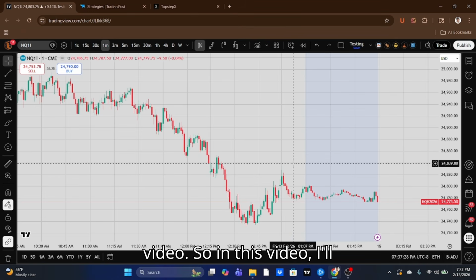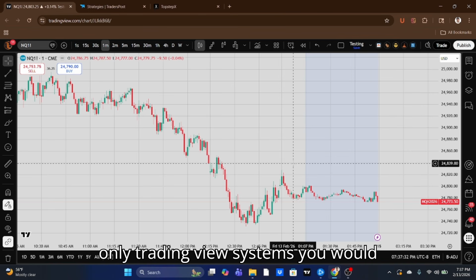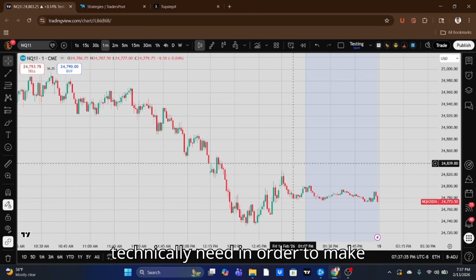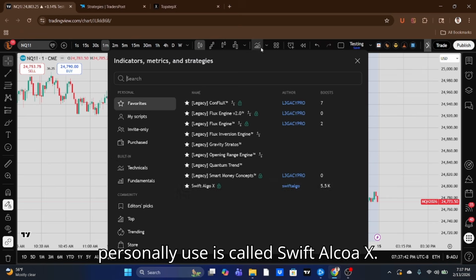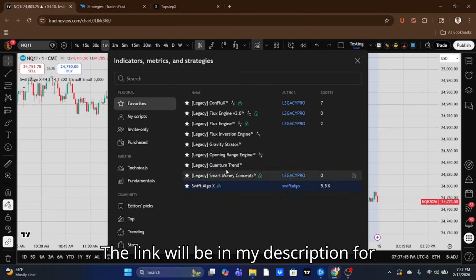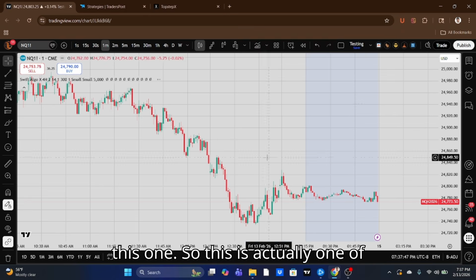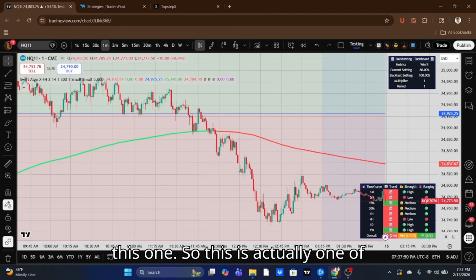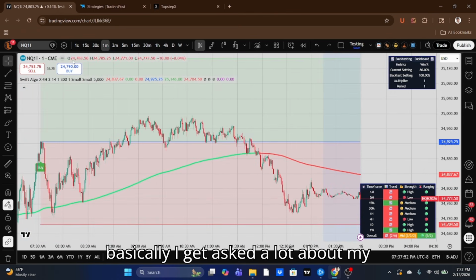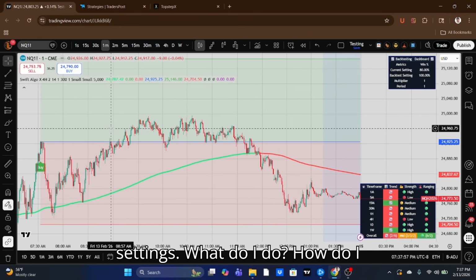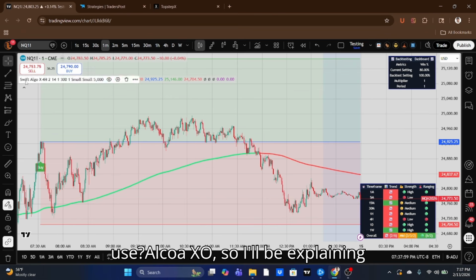So in this video, I'll be basically explaining the only TradingView systems you would technically need in order to make consistent profits in the market. One of the TradingView indicators I personally use is called Swift Algo X. The link will be in my description for this one. This is actually one of my favorite indicators by far. I get asked a lot about my settings. What do I do? How do I use Swift Algo X? So I'll be explaining my settings.